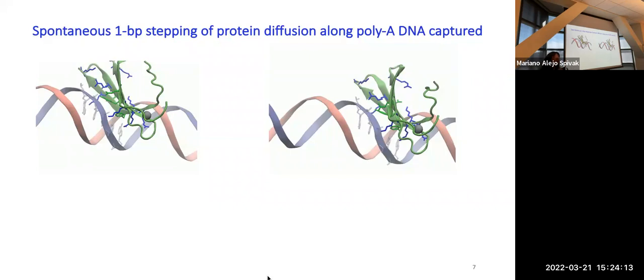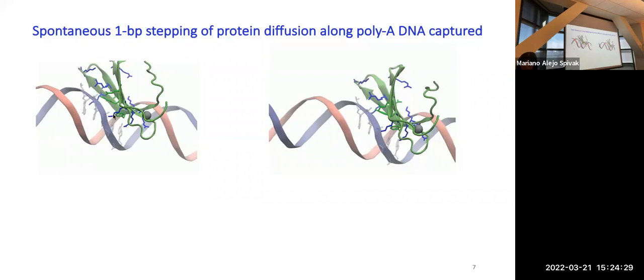So we guessed we could probably use a homogeneous sequence, poly-A. And then the student tried again. After two or three rounds of futile attempts, we really caught the motion. So that's what I'm going to show you.